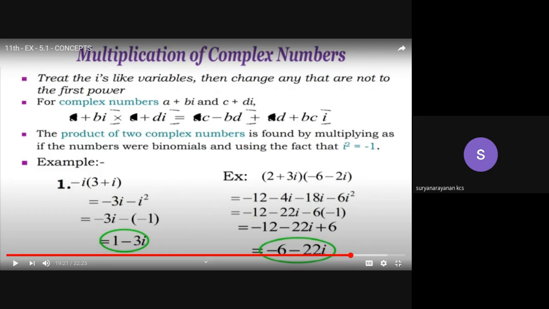There is nothing special in complex numbers, my dear children. Throughout the chapter, just remember that i is equal to square root of minus 1, or i square is equal to minus 1. That's all. The remaining part is the same as that of algebraic expressions. Okay, my children.